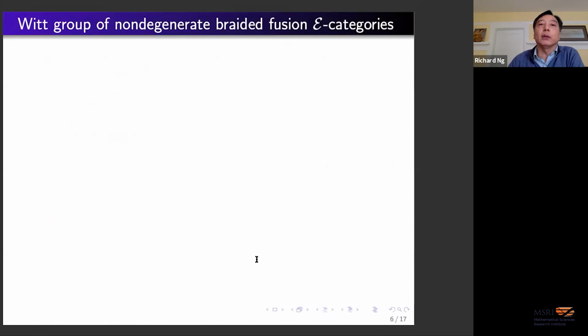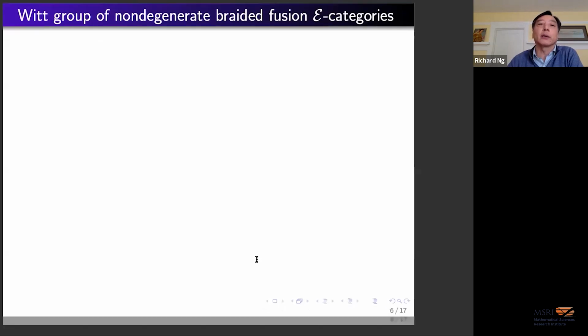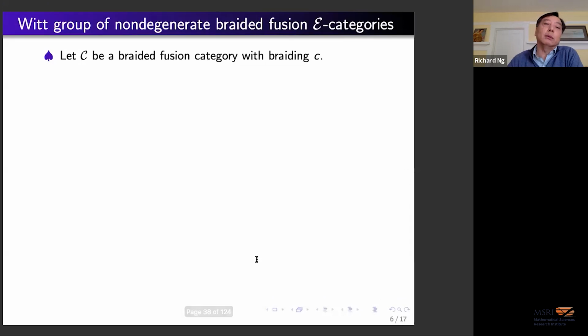extend to something called the Witt group of non-degenerate braided fusion epsilon categories, which is somewhat like the non-degenerate braided fusion category, except that the mutual center may not be trivial. The mutual center could be some non-trivial symmetric fusion category. So let me just go over it quickly, so at least you see the whole outline is very similar to the Witt group.